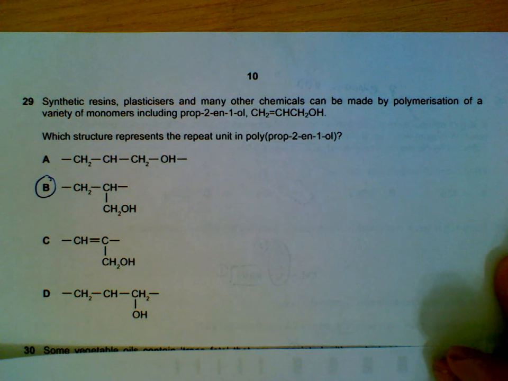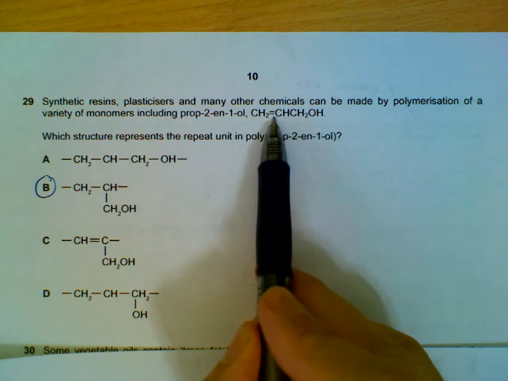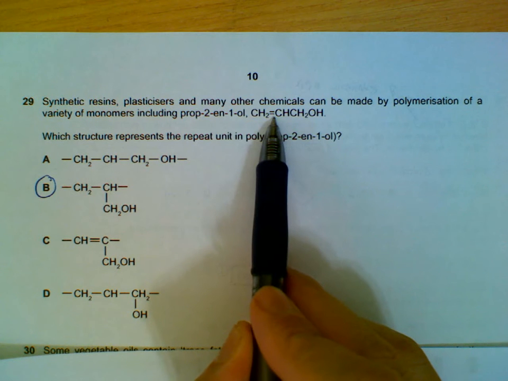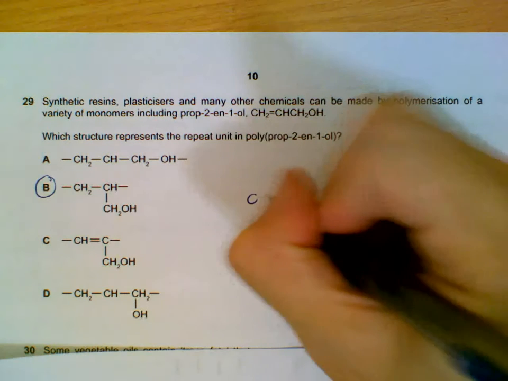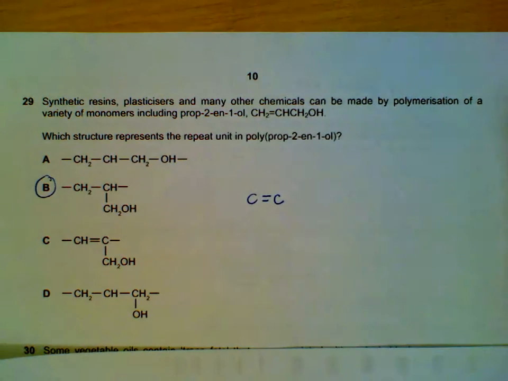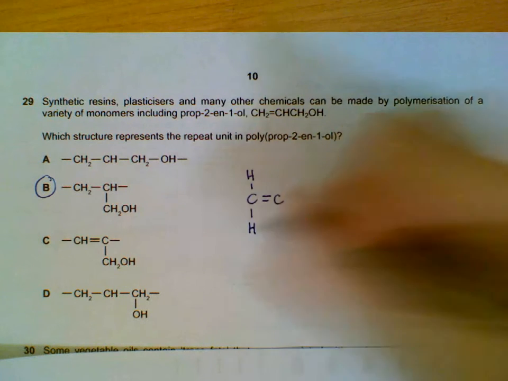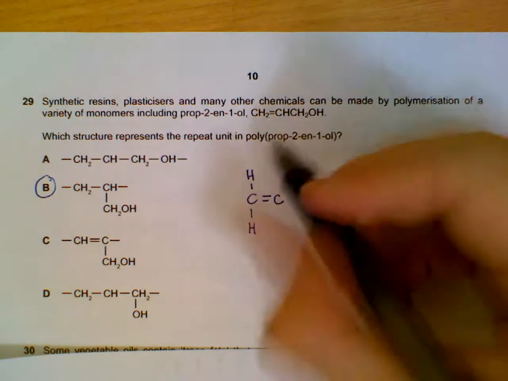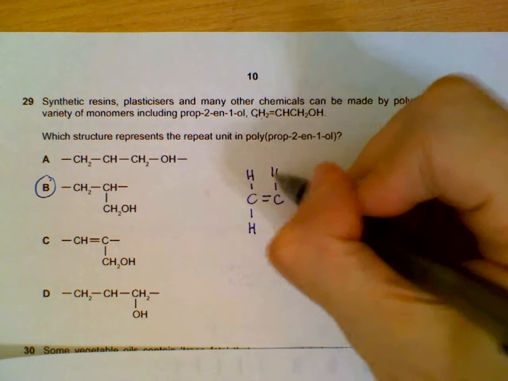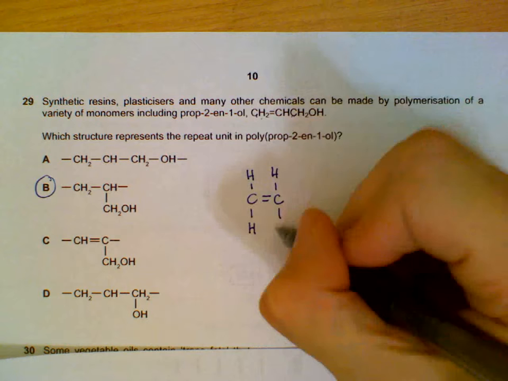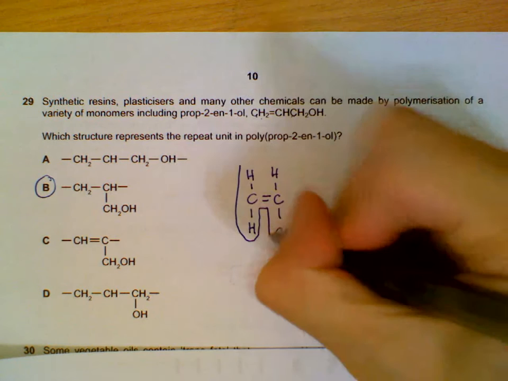Polymerization of monomers. We have this monomer that has a double bond, so it will undergo addition polymerization. The easiest way to look at this is to change the molecule until you can visualize it as a giant H shape. So we have CH2, H, and then CH2OH. When I say giant H shape, what I'm saying is this.